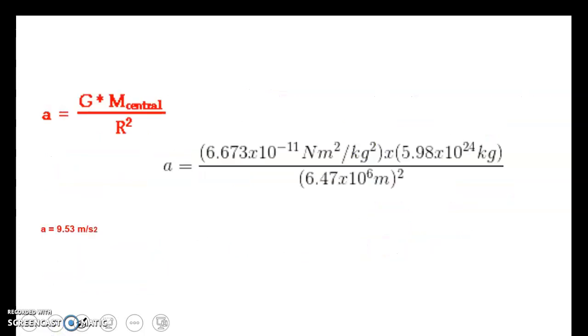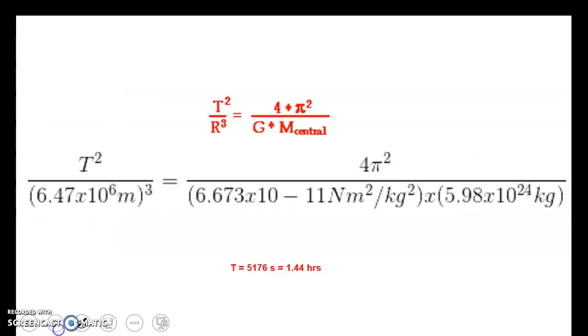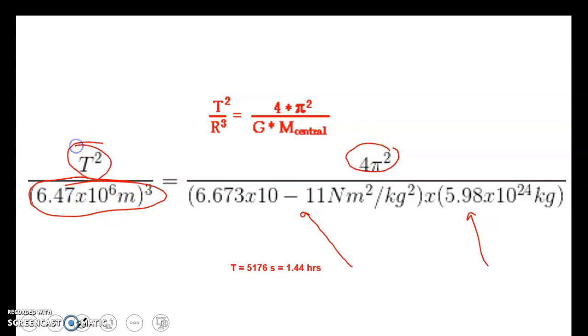The acceleration, same numbers, except no square root, and we just square the distance. So we get an acceleration of 9.53 meters per second squared. And then when we want to find the time period, so we got T squared, we take our radius and we cube it, 4 pi squared, G is here, mass of the Earth is here, and we could cross multiply, solve for T, but you get T to be 5,176 seconds, or 1.44 hours for that to happen.